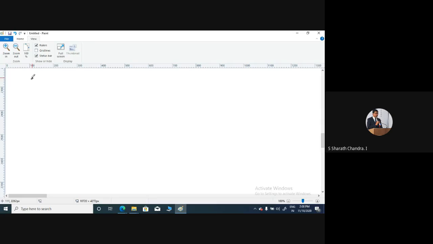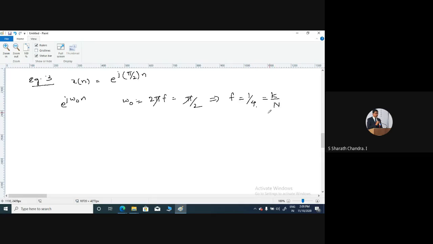Similarly, I shall finish off with another problem, example 3, where I consider an exponential signal like e power j into pi by 2 into n. I would like to check whether this signal is periodic or not. Upon comparison with e power j omega naught n, I find that omega naught, or 2 pi f, in this case is equal to pi by 2. Therefore, upon cancellation, f is equal to 1 by 4, which is also a rational number. Therefore, x of n equal to e power j pi by 2 n is also periodic with a fundamental period of n equal to 4.